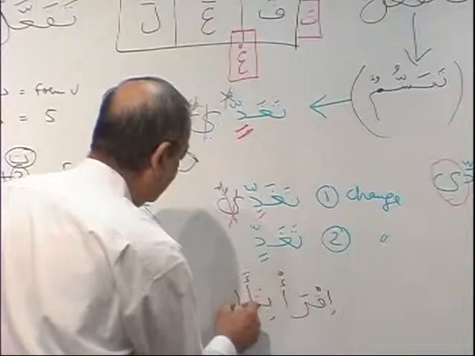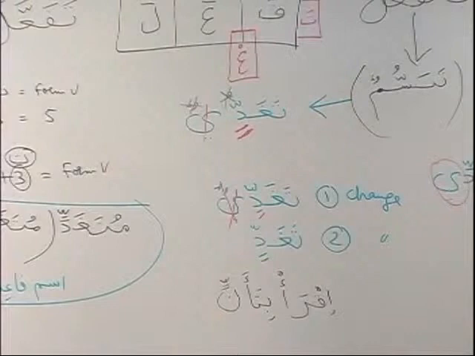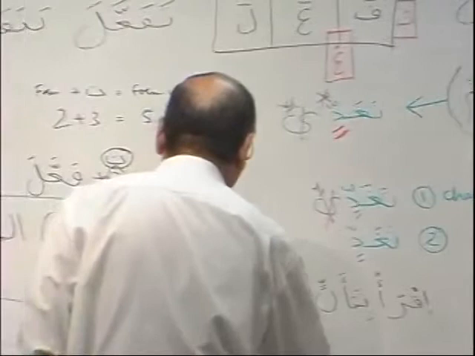What did I write down? Translate. Iqra bita'annin. Read carefully, slowly. The teacher will tell you, read carefully. What will you say in Arabic? Iqra bita'annin. Read carefully, slowly. Write down, brother. Read carefully, slowly.